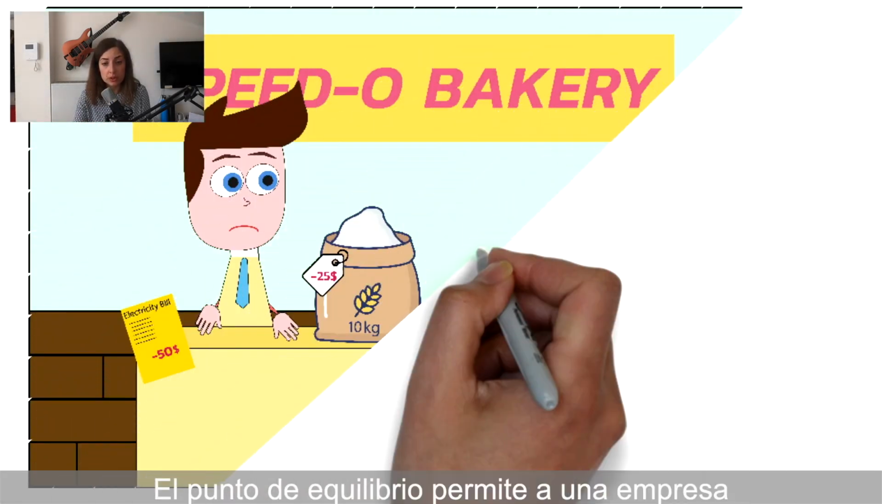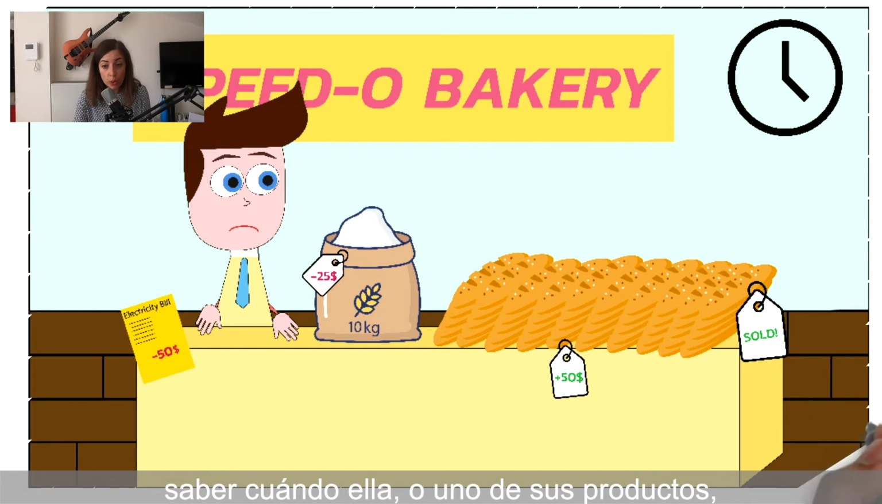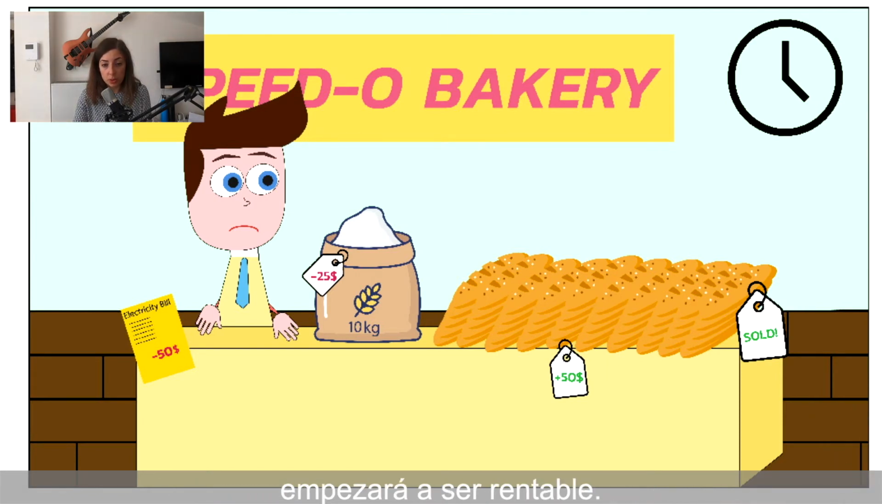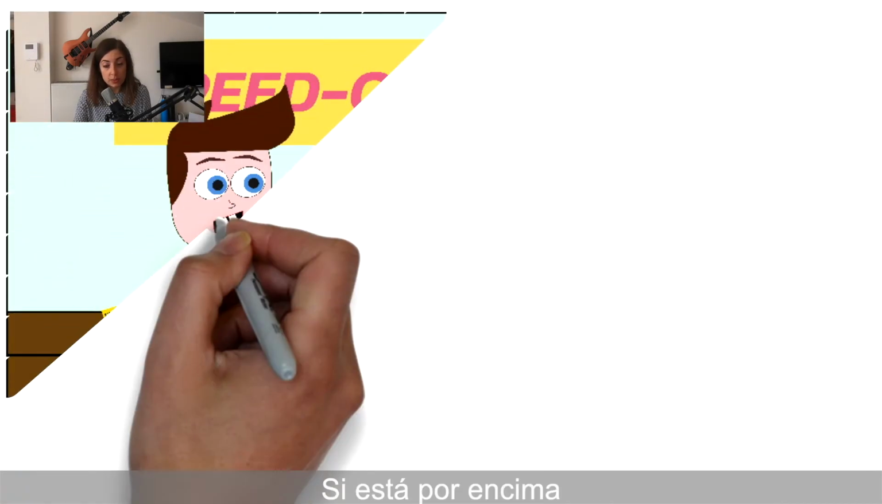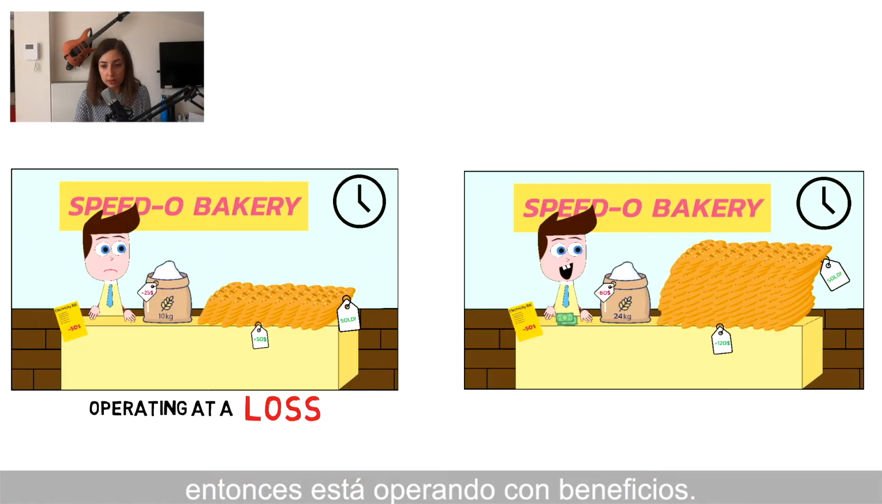The break-even point allows a company to know when it or one of its products will start to be profitable. If a business's revenue is below the break-even point, then the company is operating at a loss. If it's above, then it's operating at a profit.